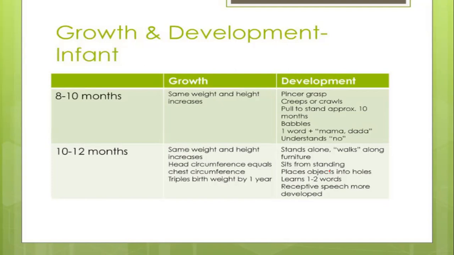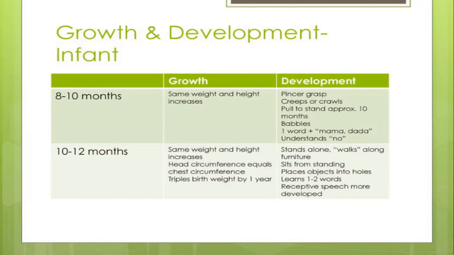And from 10 to 12 months, has the same weight and height that increases at the same rate, and the head circumference equals the chest circumference. So as I already told you, the head circumference is the highest one of all the circumferences. However, when this baby reaches almost 1 year, this person has equal head and chest circumferences, and triples the birth weight by 1 year. That I already told you, right?